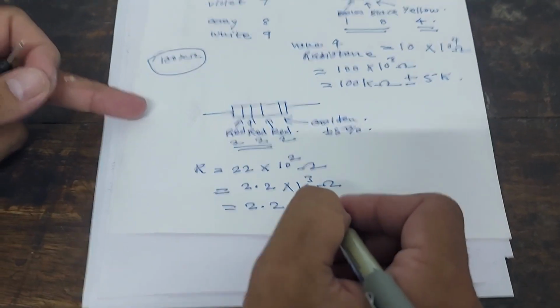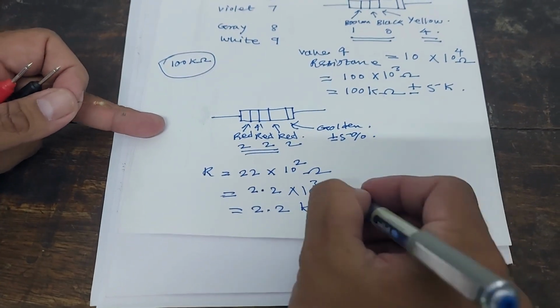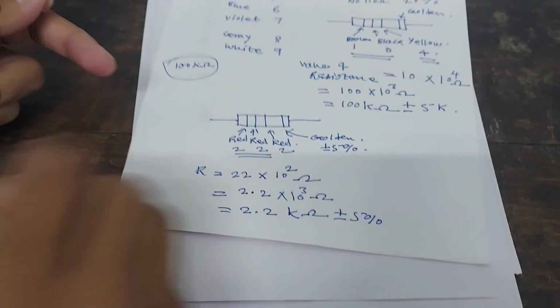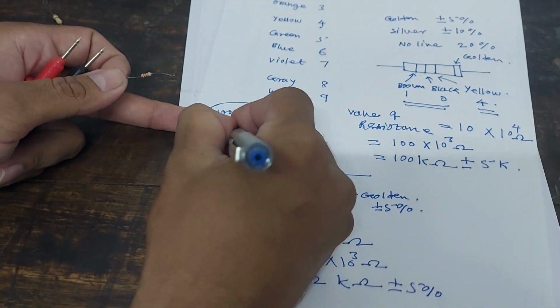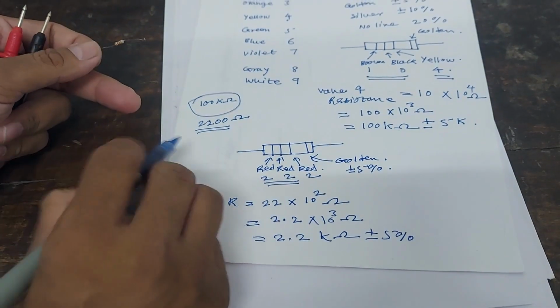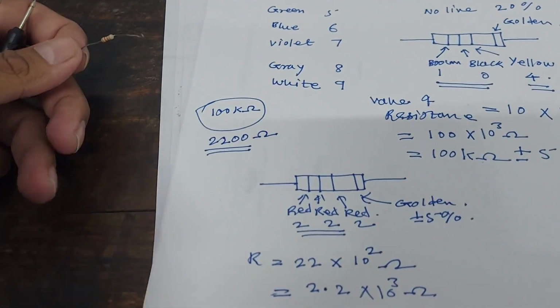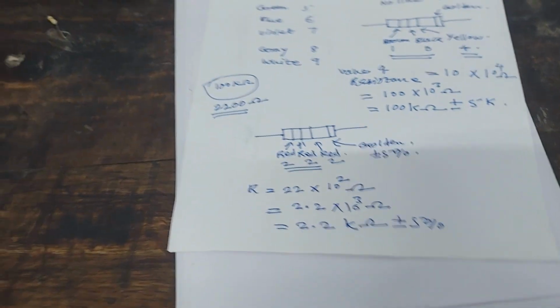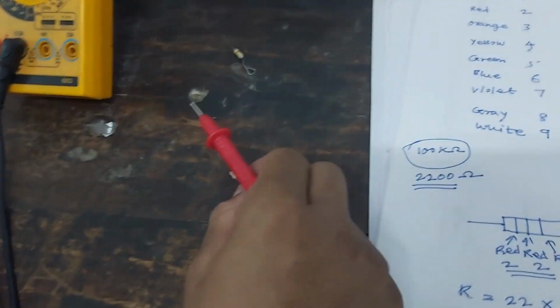Now there is a 5% tolerance of this, so it can have plus or minus 5%. That means what? 2200 ohms plus or minus 5% value will be there in this resistance. So I will not calculate, but we will directly see what is the resistance value we are getting here.